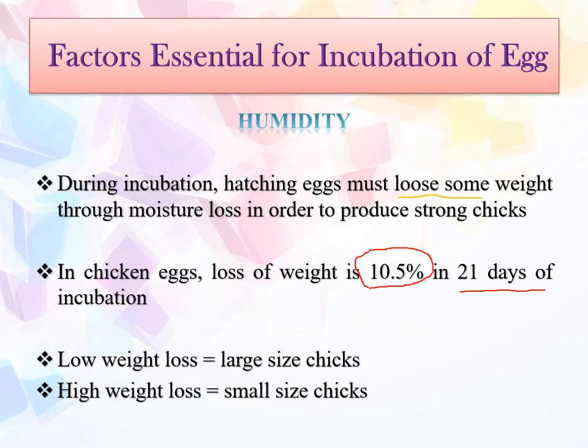What happens if the humidity is very high or very low as compared to the desired level? Then there will be either low water loss or high water loss. Low water loss means there will be birth of large size chicks, and if the water loss is higher, it means the egg loses so much water that whatever chicks are born after 21 days will be very small, and both these kinds of chicks, either very large or very small, have very low production, so these are not desirable. So this is the reason humidity must be properly maintained.